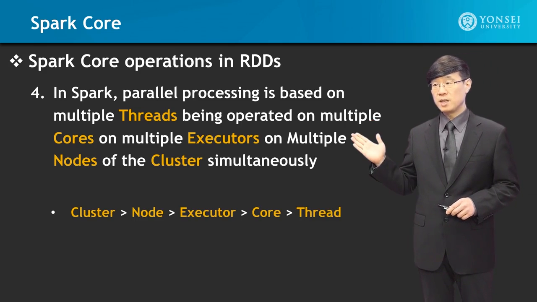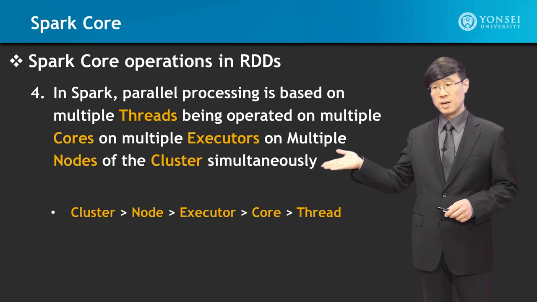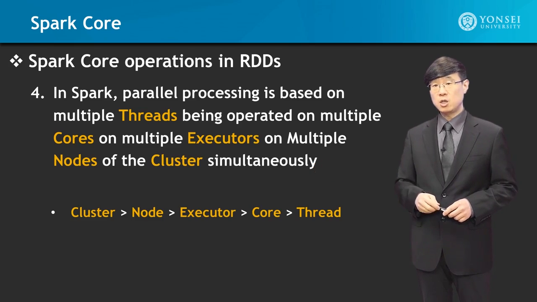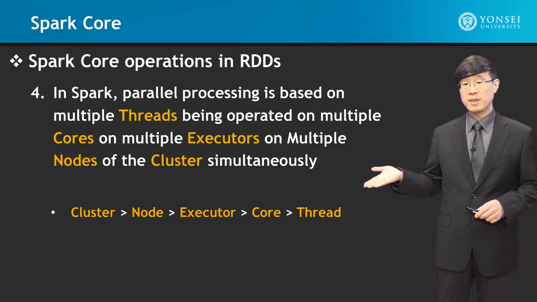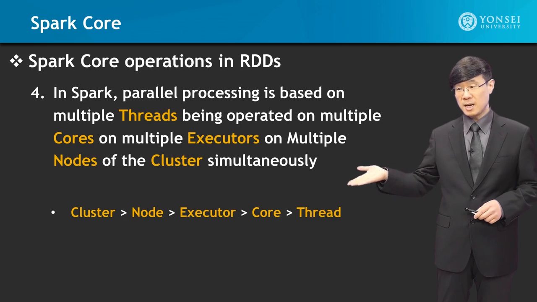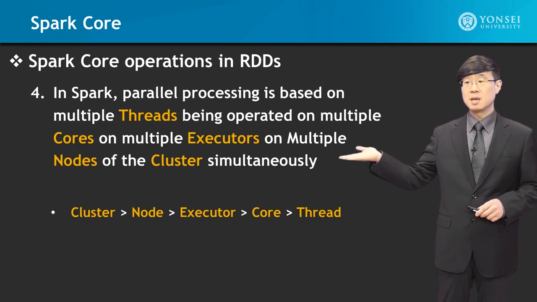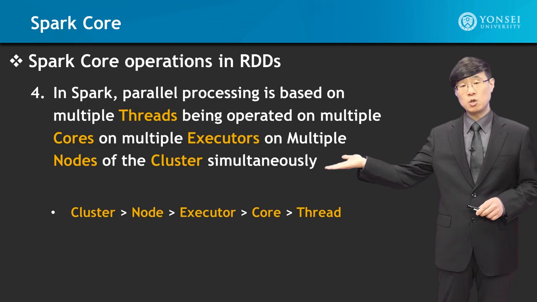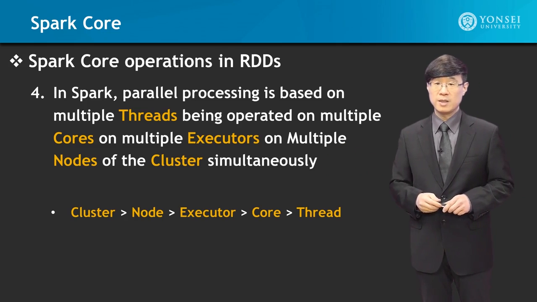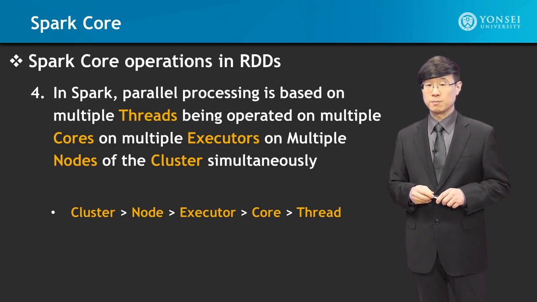So therefore, once again, the concept of cluster has multiple nodes. A node has multiple executors. And an executor will have multiple cores that it uses to process the data, and there are threads that the application actually runs and is processed on the cores. So we have multiple thread-based core computing on the executor of each node that exists within the cluster. And this is a concept that we will be using.